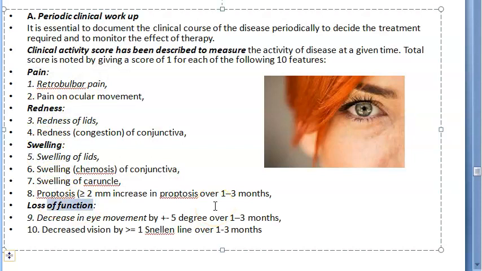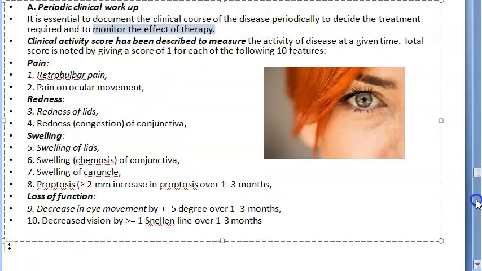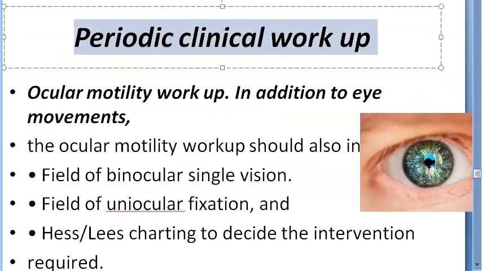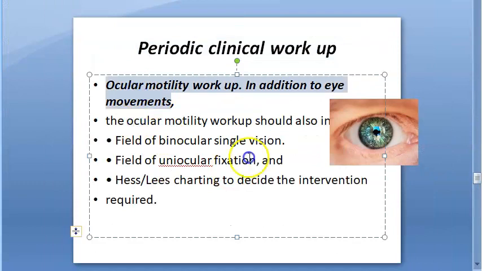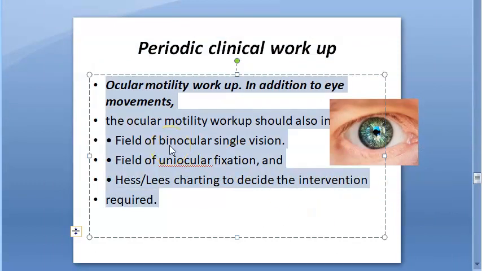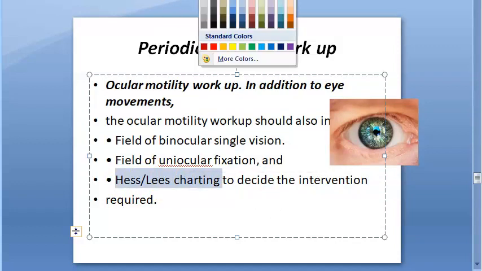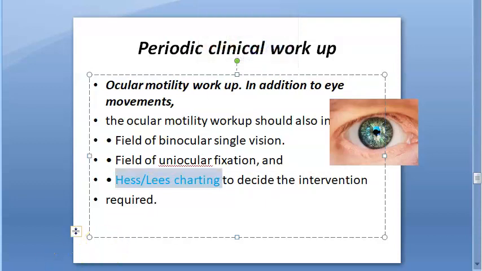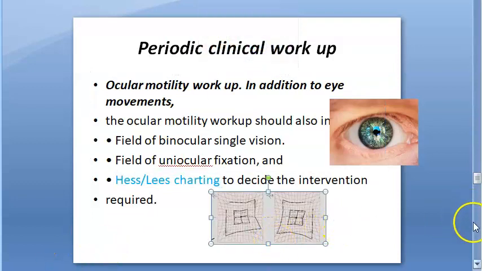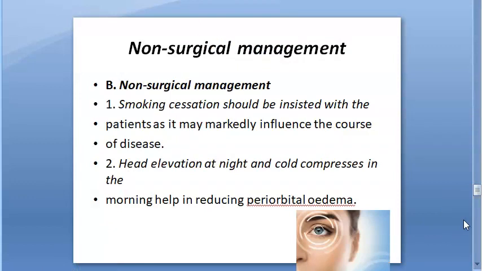What all will you check? Pain, redness, swelling, and loss of function. All this you have to keep checking periodically to decide the treatment required, and you have to monitor the effect of the therapy. Periodic clinical workup also includes ocular motility, the movement of the eyes. Hess chart to decide the intervention required. Hess chart you have seen, right? Something like this. So you will have to keep checking their extraocular muscle movement, how it is.